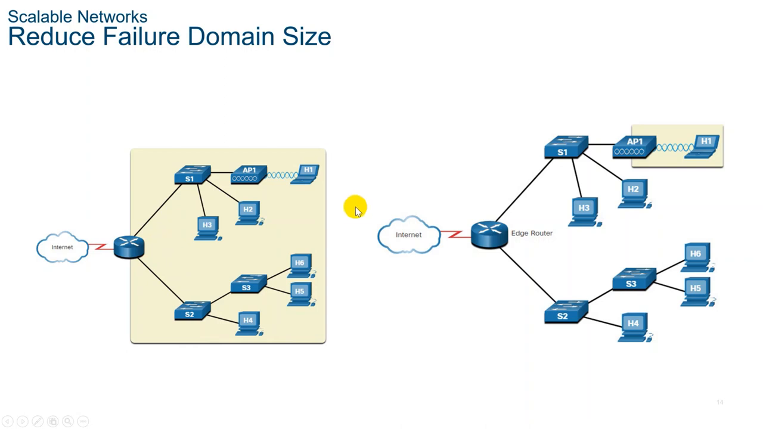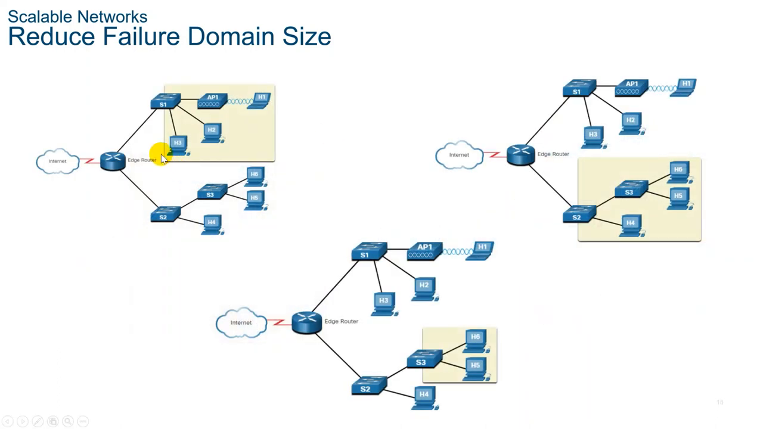Now the designer might be able to reduce the failure domain size further into a layer of a switch or an access point, in this case. So if this access point, AP1, goes down, then only the wireless clients, specifically H1, will be affected. It will not affect the rest of the network. So this is the failure domain for AP1. Another design might include, if switch 1 goes down, then these devices, AP1, H2, H3, and H1, are the only affected workstations or components. So this is a switch 1 failure domain.